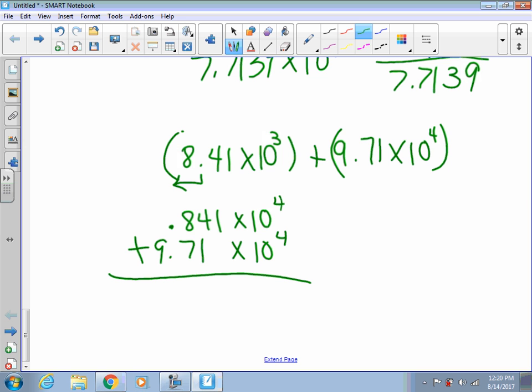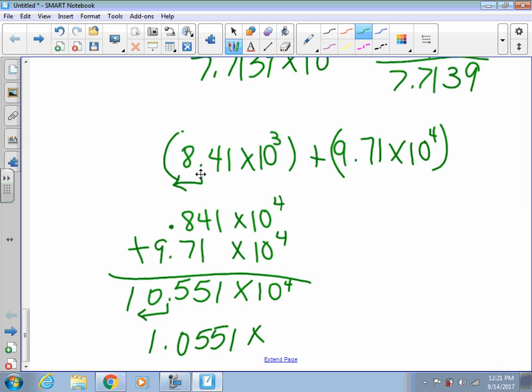And I'm going to get 10.551 times 10 to the 4. The problem with that is that's not scientific notation because I have to move it over 1. So I'm going to move this over 1 because I can only have one number to the left of the decimal. And I'm going to get 1.0551 times 10 to the 5.